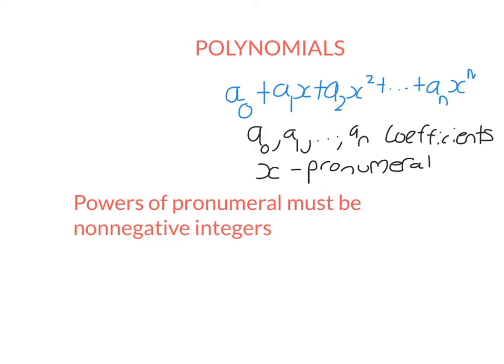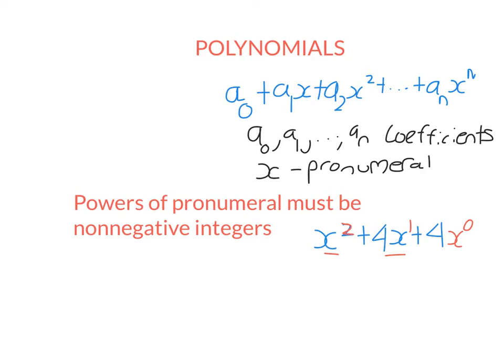To determine whether or not expressions are polynomials, we follow this rule. The powers of the pronumeral, usually x, must be non-negative integers. So for example, any quadratic that we've gone through is a polynomial. x squared plus 4x plus 4 is an example of a polynomial. We have our pronumeral x, and we've only got non-negative powers of it. We have power 2, power 1. Now 4 is the same as 4x to the power of 0. So the powers here are 0, 1, and 2. That is a polynomial because the only powers of x are non-negative integers.